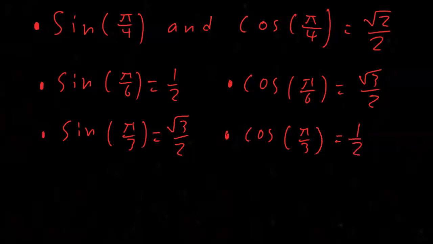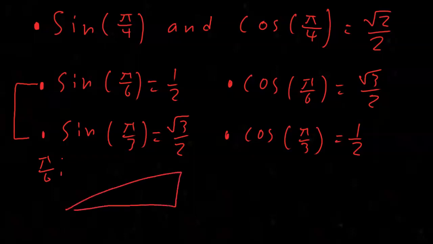In case you get confused of either putting 1/2 or rad 3 over 2 when taking the sine or cosine of either pi over 6 or pi over 3, there is a visual method I use to remember this. When I imagine anything pi over 6, I imagine a long slanted triangle. And when I imagine anything pi over 3, I imagine a tall skinny triangle.